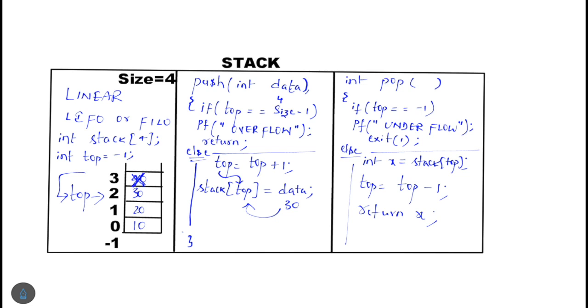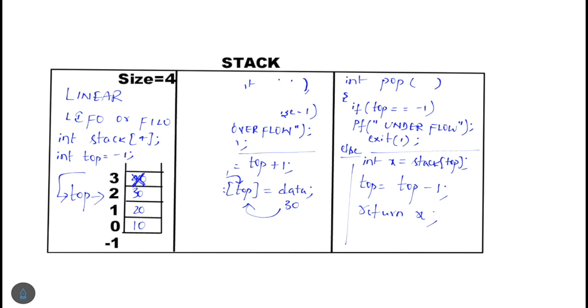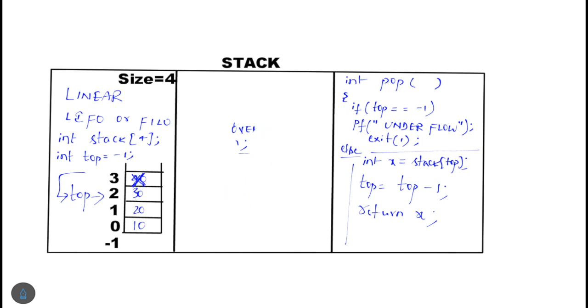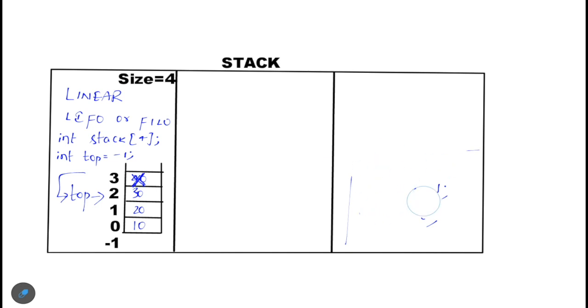Now let us look into the other functions which are available. Let us first look into how to find out the topmost element position. There is a function called peek, P-E-E-K, peek function. What does this function tell us? Peek function displays the topmost index position element.